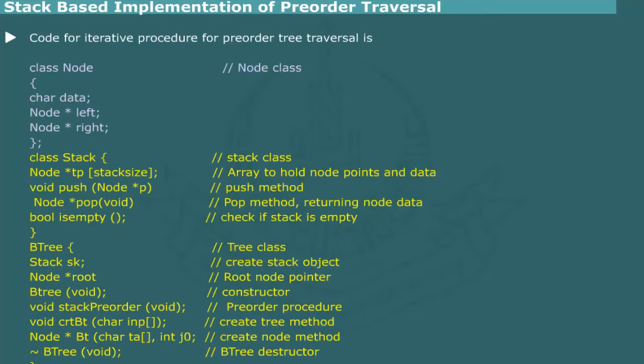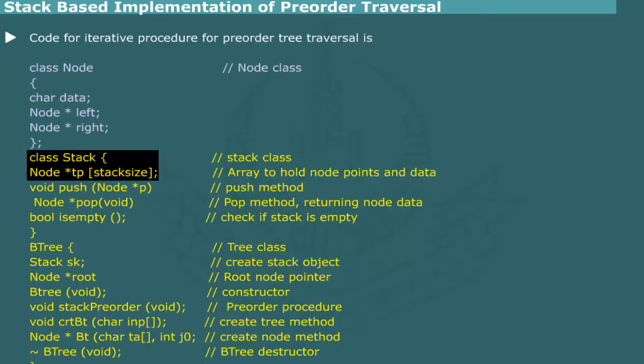The code for iterative procedure for tree traversal is substantially more complex than the code for equivalent recursive procedure. In the former case, we have to deal with three classes representing tree node, stack, and tree structure. The interface for these classes are as shown. Here, bTree class includes methods crbt and bt to construct a binary tree. It contains stack preorder method to traverse the tree in stack-based preorder.